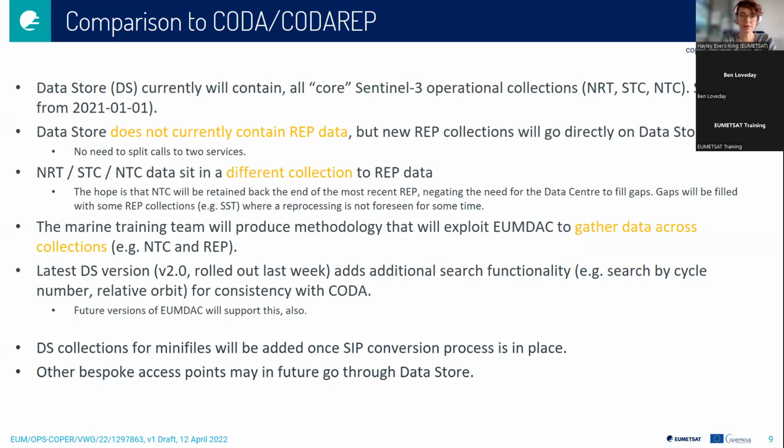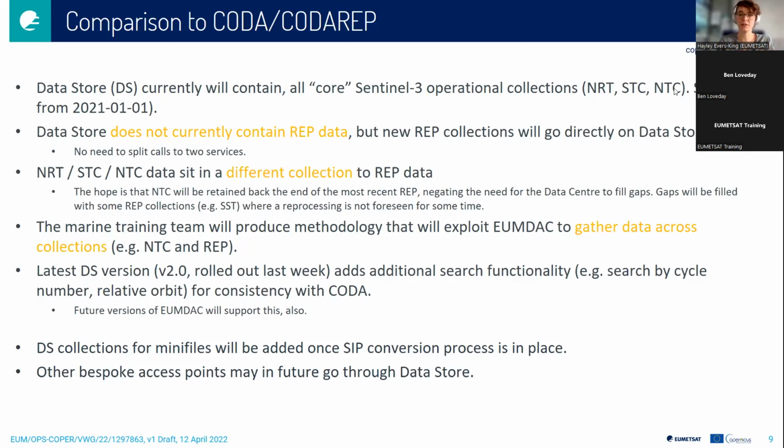The data store currently doesn't contain any of the reprocessed data. So if you've been accessing that, it's currently still on the CODA Rep service, but this will change as the new reprocessings that we have coming up become available. We will preferentially put them into the data store rather than serving them on CODA Rep. The first one of these will be the OLCI reprocessing for the entire mission, which will come relatively soon, in the next couple of months. And as we get reprocessing done, they will go on there. If there's not going to be a reprocessing due for some time, we will probably move the data over from CODA Rep and from the data center.